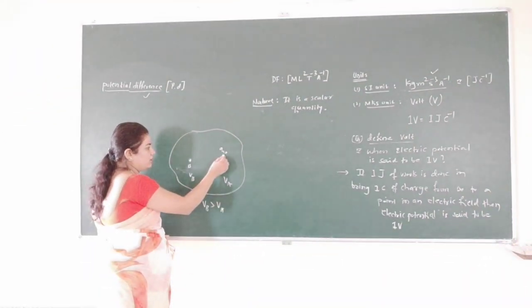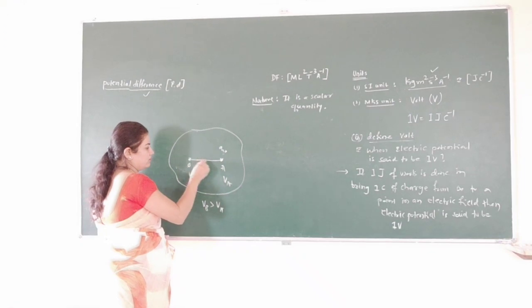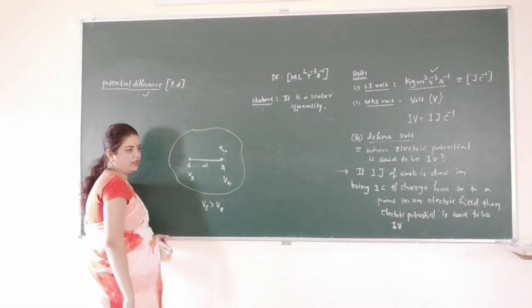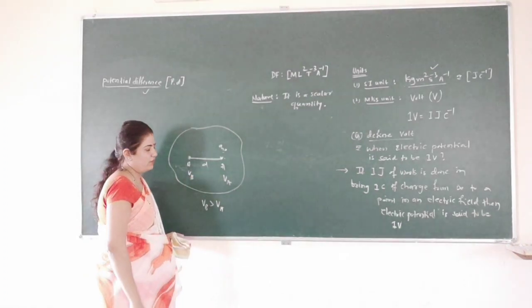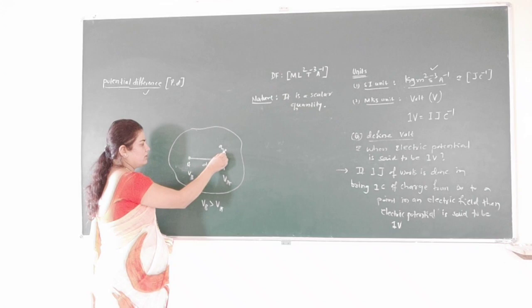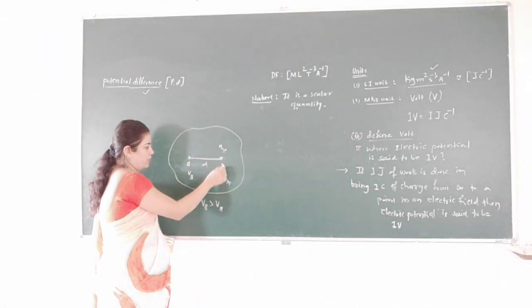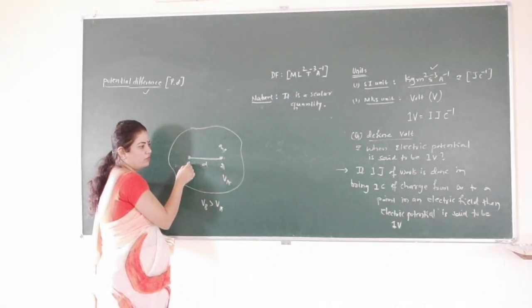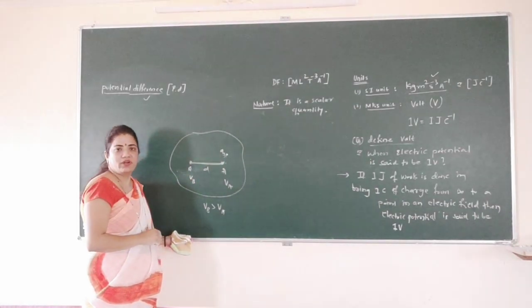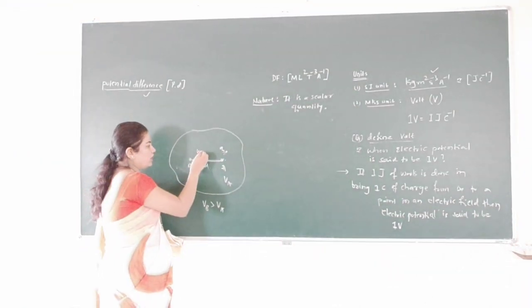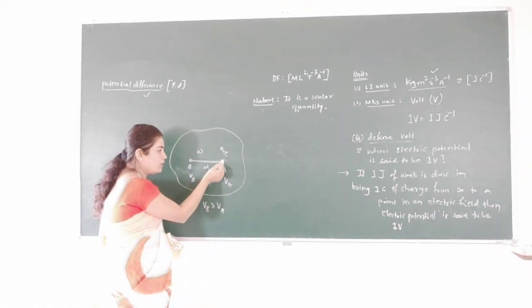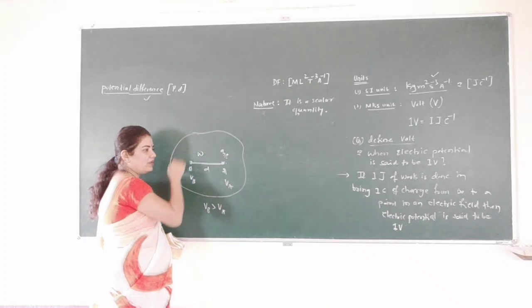Now I bring this finite distance. The distance between the 2 points A and B is D. Okay, finite distance. It's not infinite. So again we will bring this unit positive charge from A to B. It is not so easy to bring this Q0 from A to B. Again we have to do work here. So the work done in moving unit positive charge from one point to another point in electric field.